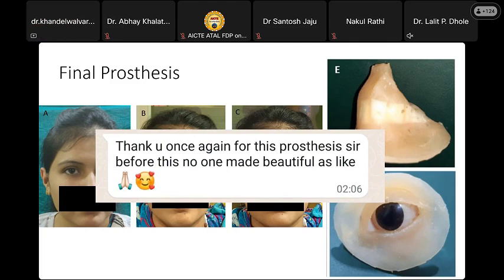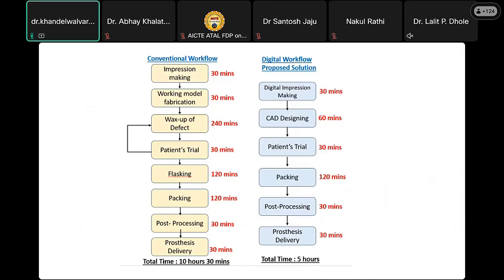So in this overall process, we were able to cut the total treatment time to half as compared to the conventional workflow. Apart from that, the cost is also saved. In the conventional workflow, because of the time, you can estimate around 30 to 50,000 is the average expenditure for a patient in the country. But through the digital workflow, we can reduce it to around 20,000 rupees.